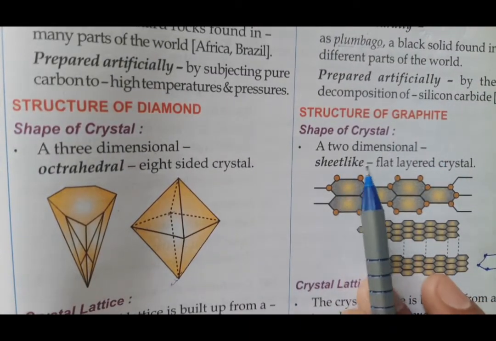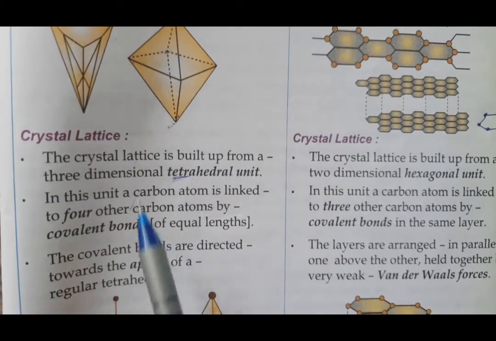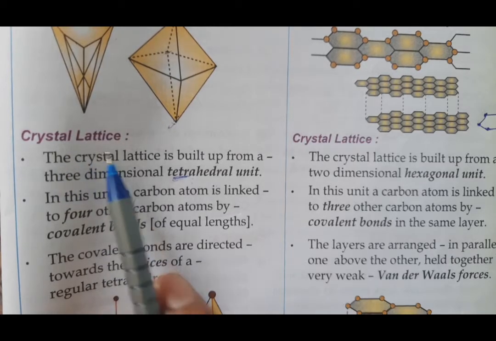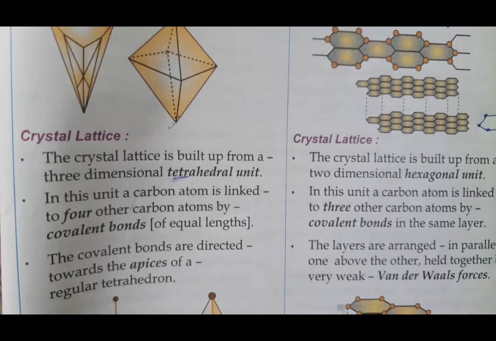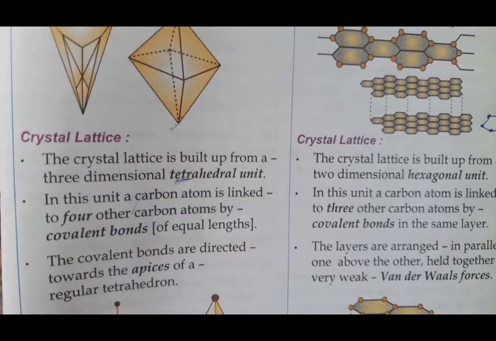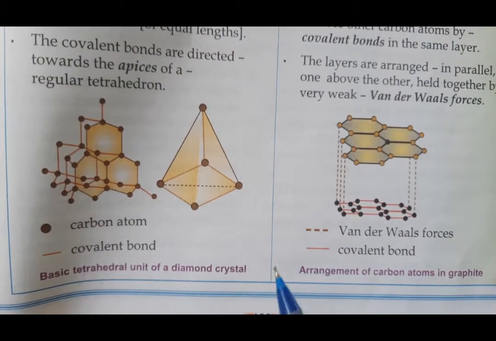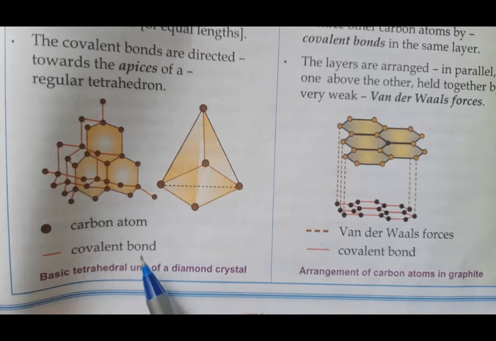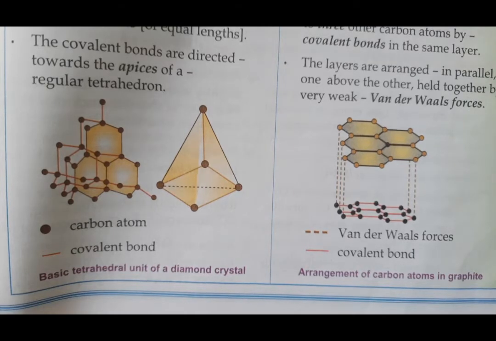So if the question comes, what is the structure of diamond? Octahedral. Graphite, sheet-like structure. This is 3D, this is 2D. But if I ask you what the crystal lattice is made up of, you have to say tetrahedral unit in diamond, hexagonal unit in graphite. That you will remember, students, from here. This other portion you will learn in higher studies. You don't have to learn the van der Waals force right now, but do remember that both diamond and graphite contain covalent bonds. Understood till here? You can repeat the video if you want.